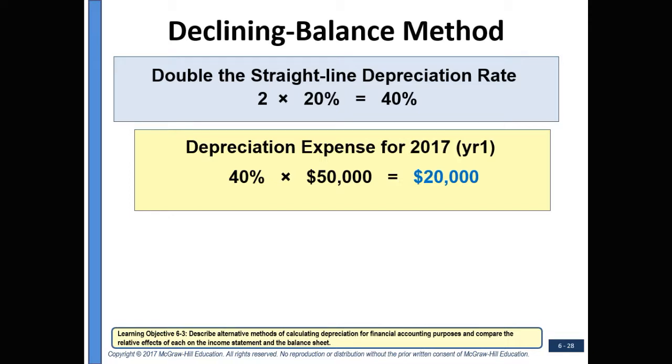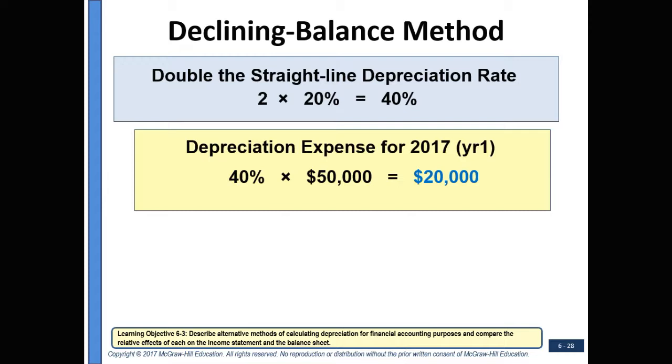First, we calculate the rate to be used. We divide 1 by the estimated number of years of useful life. 1 divided by 5 equals 0.20 or 20% straight line rate. We then multiply that 20% by 2 for double the straight line rate, which is 40%.